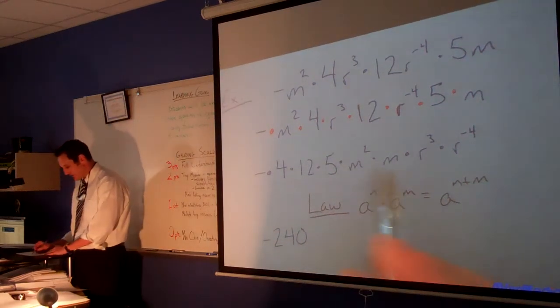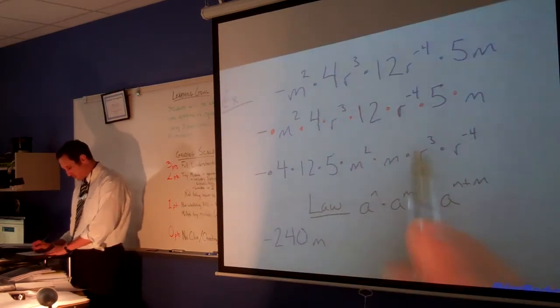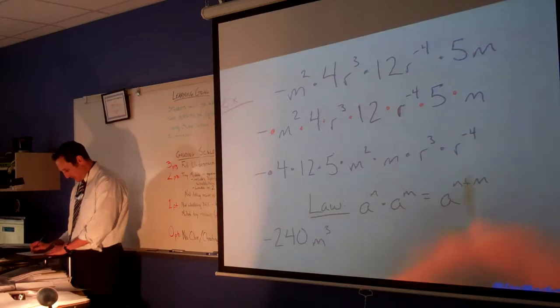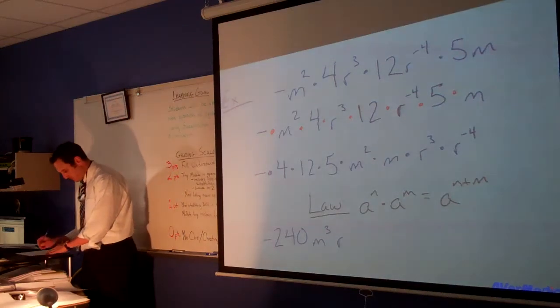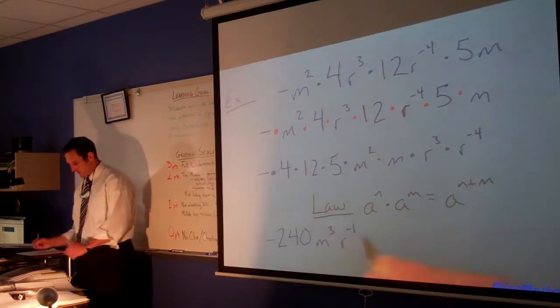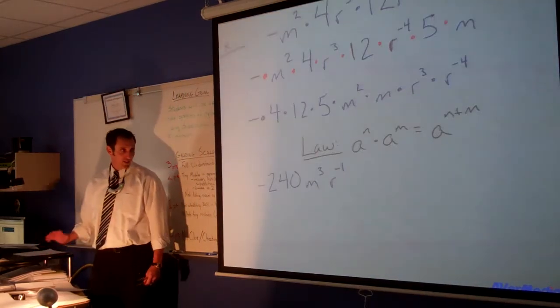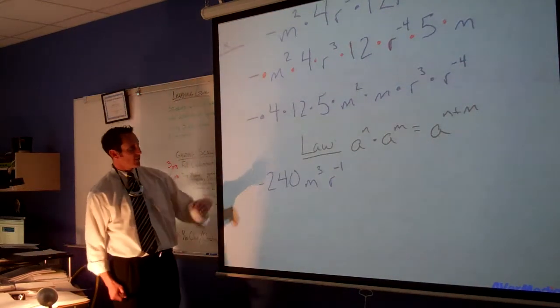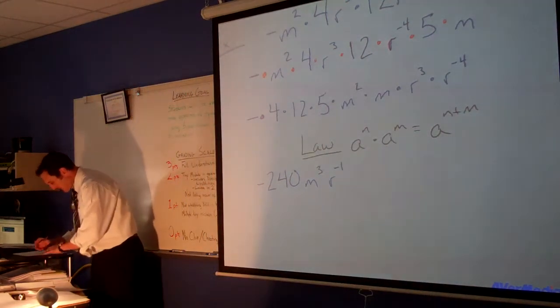And then we have the law of exponents dealing with the m's. Okay, so m to the 2 plus 1 is 3. And then we have the r's. r to the 3 plus negative 4. What's 3 plus negative 4? Negative 1. So we have this expression now. Do you see any other laws of exponents we can use from here? I do. We have a negative exponent.